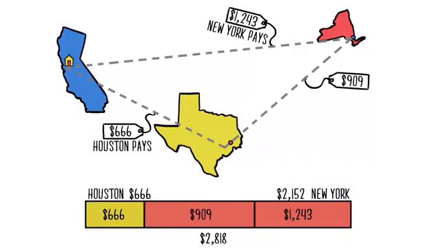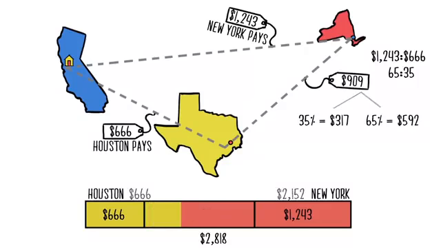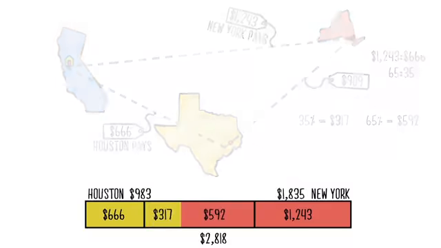New York doesn't think that's fair, but they see some merit in Houston's argument, so they come back with, "Let's divide the $9.09 in the same proportion as the legs we're each responsible for." In other words, New York is responsible for $12.43, and Houston's responsible for $6.66, so we'll divide the Houston to New York leg in the same ratio, namely 65-35. That means Houston will pay 35%, or $3.17 of the $9.09, and New York will pay 65%, or $5.92 of the $9.09.